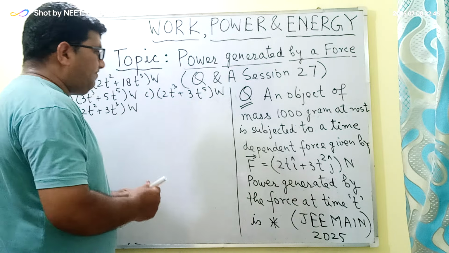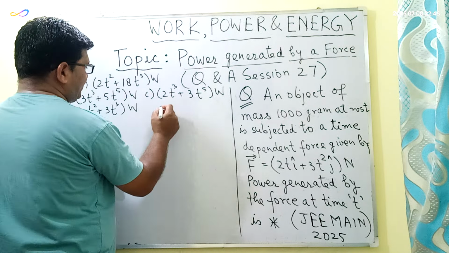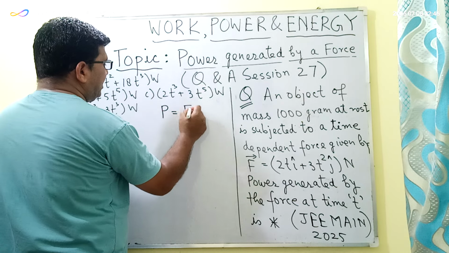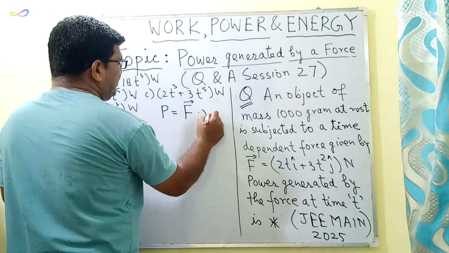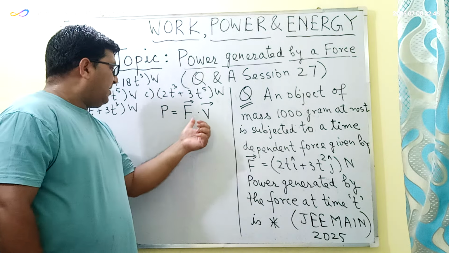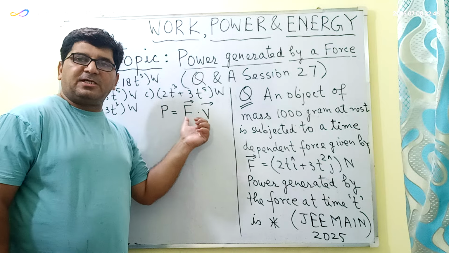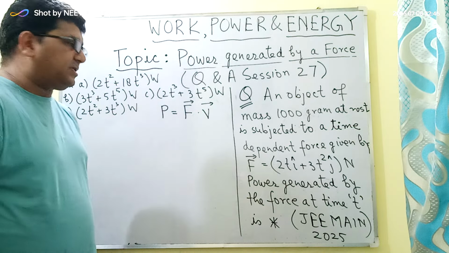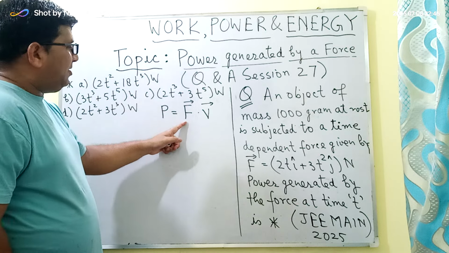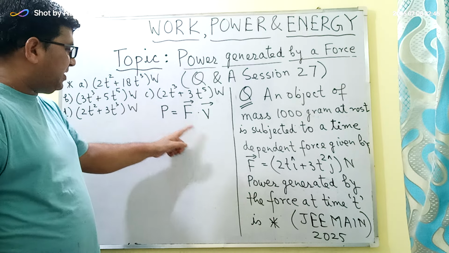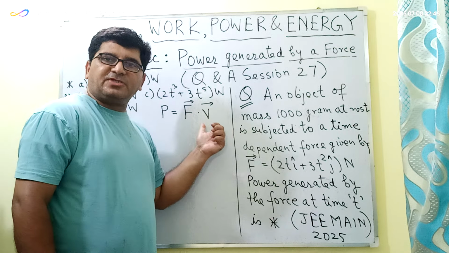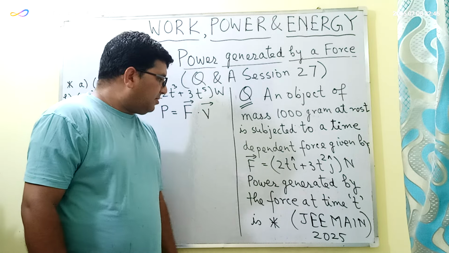So, power generated by a force is given by the dot product of the force and the velocity vector. This is a formula which we have already studied in one of my previous sessions. Here the force is given to us, and the velocity vector is to be found out.